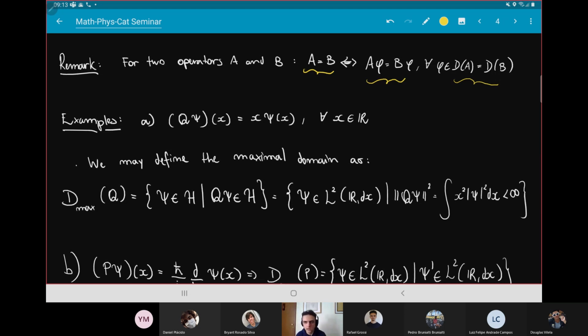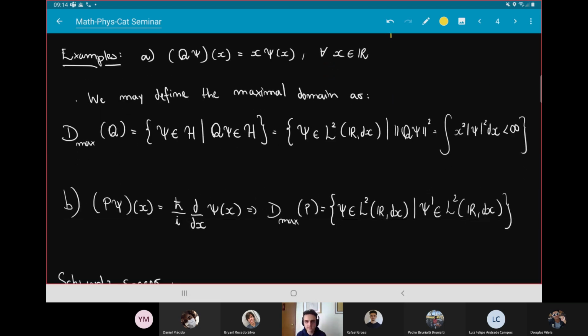In quantum mechanics, we mostly see just the first condition being satisfied. The textbooks always show that operators are the same if they act the same way on a given function. That is not always true. You have to check both the prescription and the domain of your operators. Okay, so a couple of examples here.